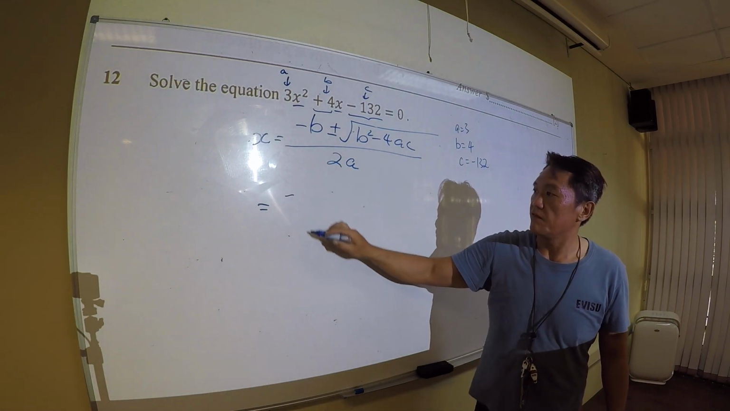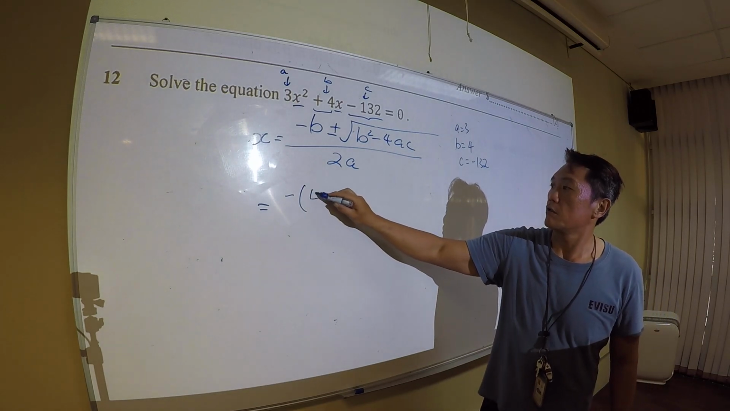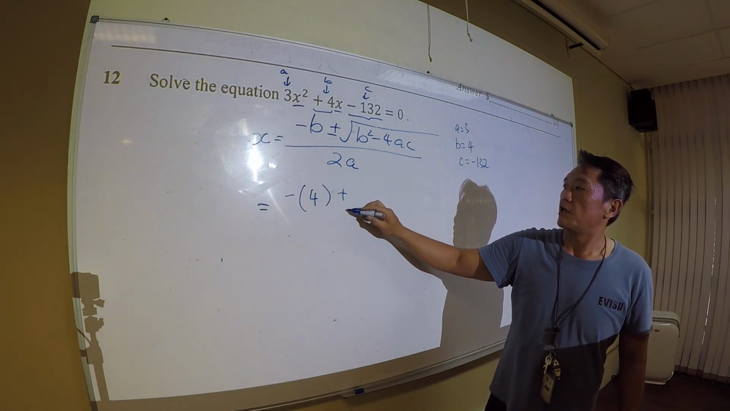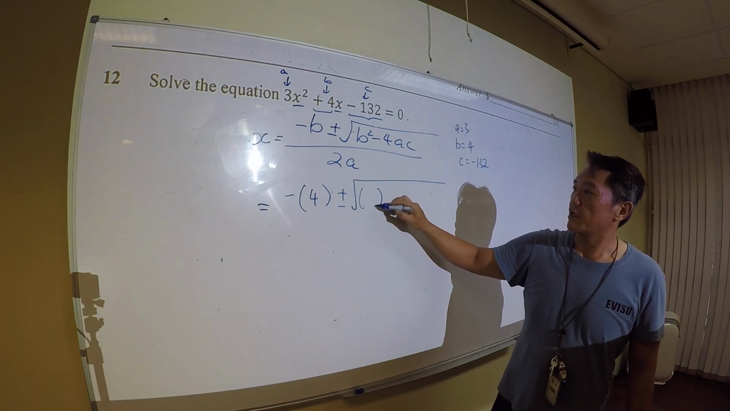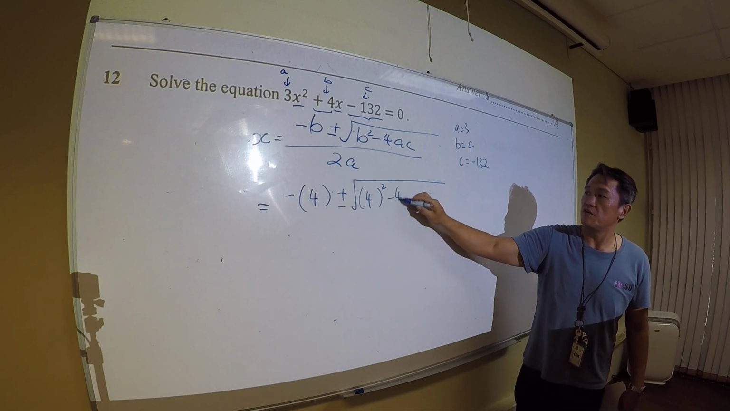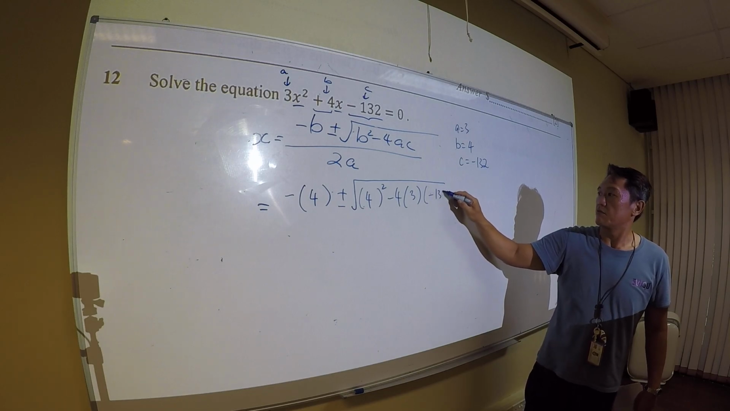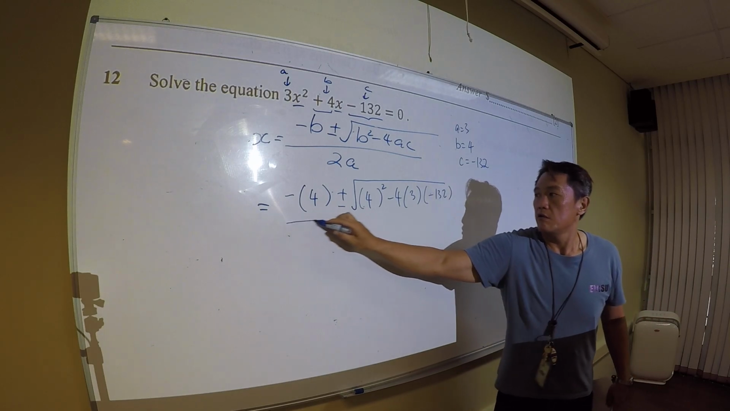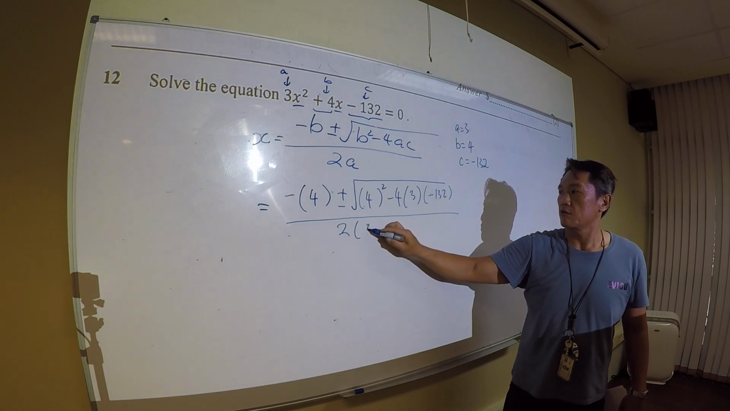Substitution: negative B never change, B replace with bracket, plus minus, B replace with bracket, square never change, minus never change, 4 never change, A replace with bracket, C replace with bracket, 2 never change, A replace with bracket.